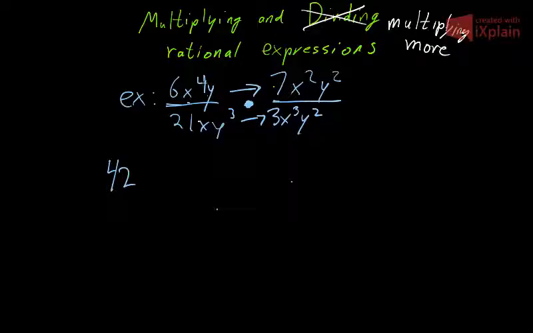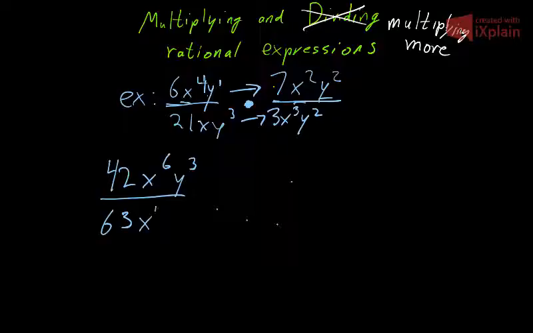Then you have x to the fourth times x squared. When we multiply things with exponents, the exponents add. So we've got 4 x's here and 2 x's there. Those multiplied together is x to the sixth. Then I have y to the first and y squared. 1 y here, 2 y's there are going to give me y to the third. I do the same thing on the bottom. 21 times 3 is 63. x times x cubed is x to the fourth, and y cubed times y squared is y to the fifth.